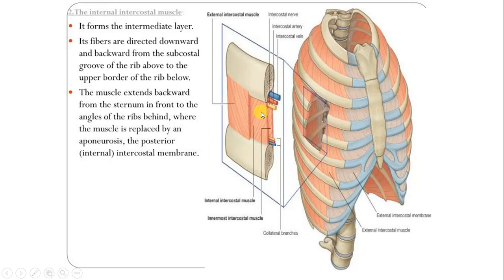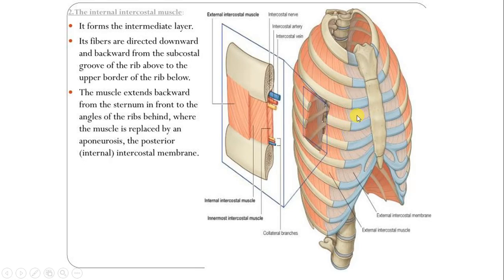Second muscle is the internal intercostal. You are seeing here the external intercostal muscle is fibrous, running downward and forward from the subcostal groove of the rib above to the upper border of the rib below, and this muscle extends backward up to the angle of the rib behind, and then it is replaced by the posterior intercostal membrane or internal intercostal membrane.